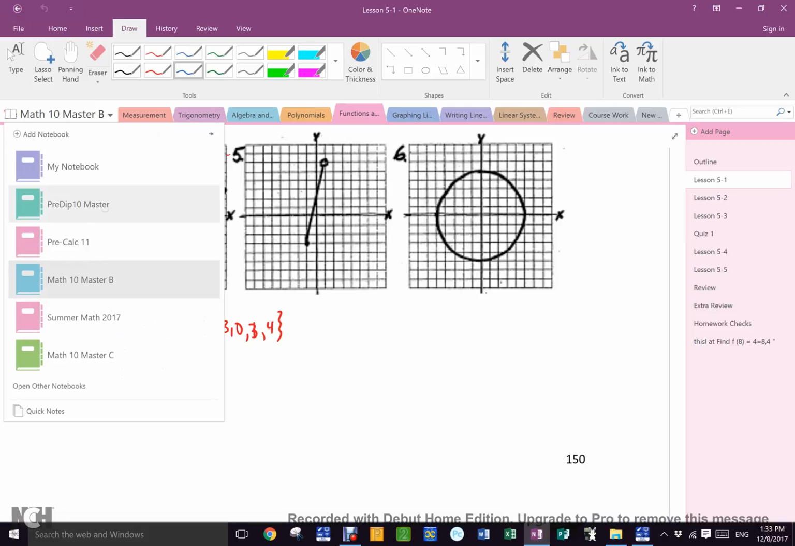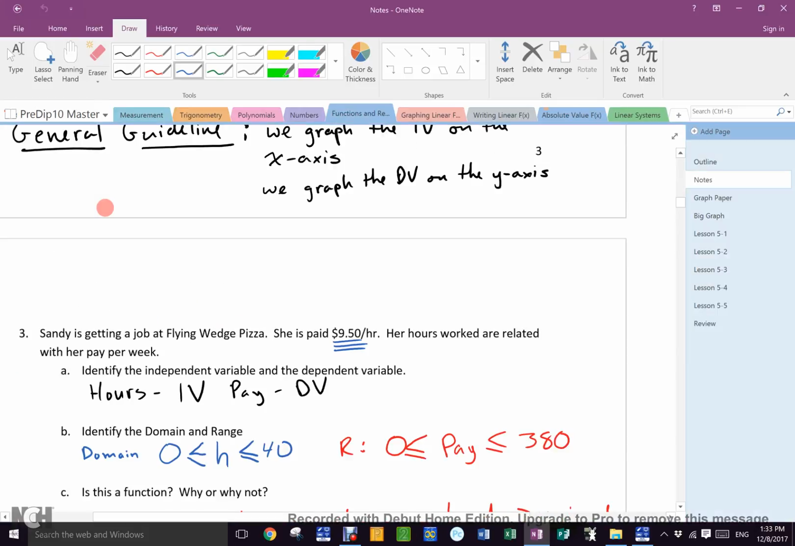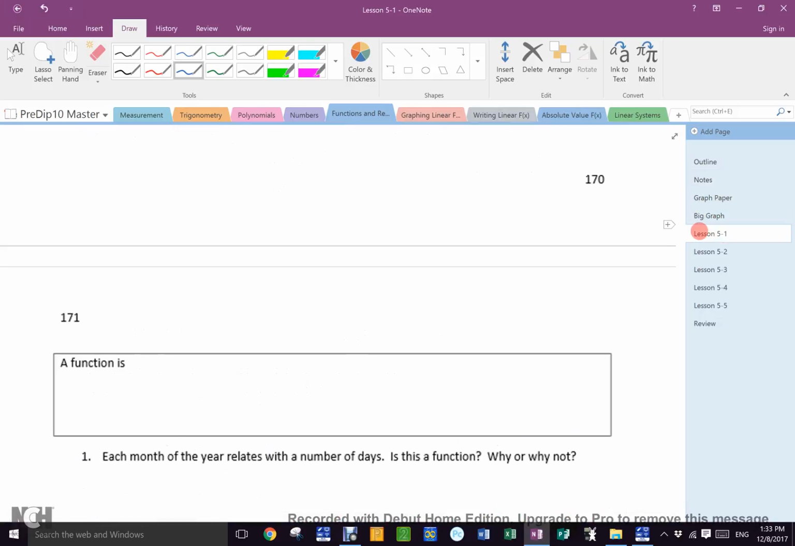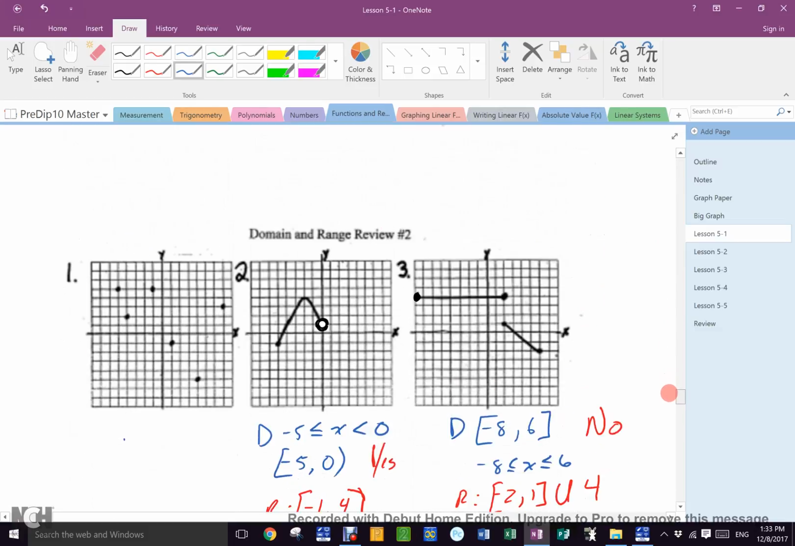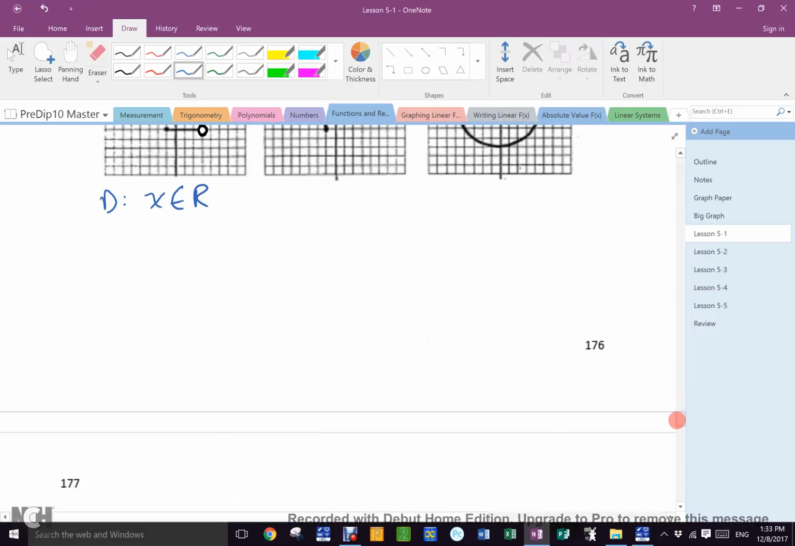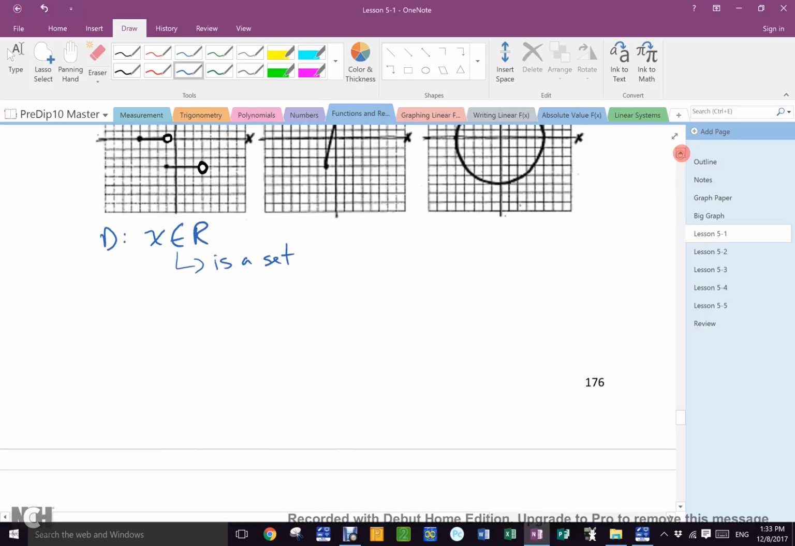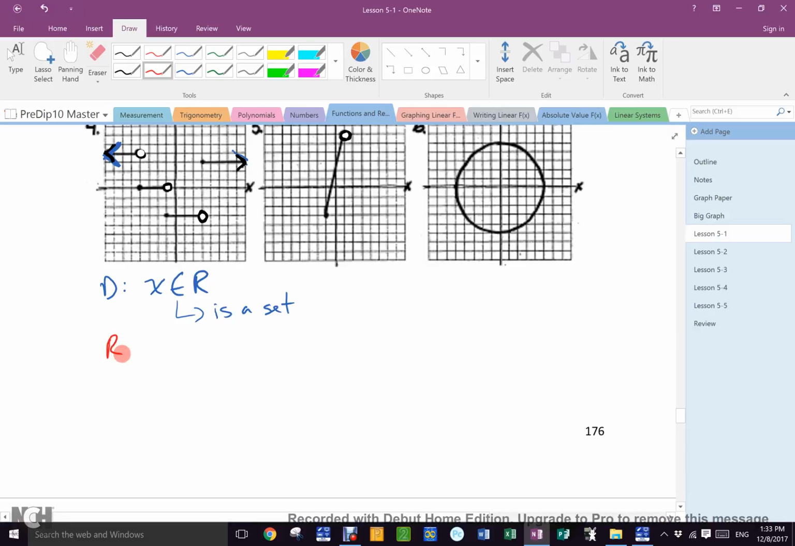Okay, so good note. If it's everything, this big funky E, which means the set of real numbers. And the range is -3, 0, 3, 4.